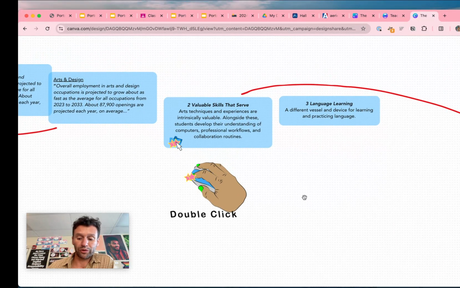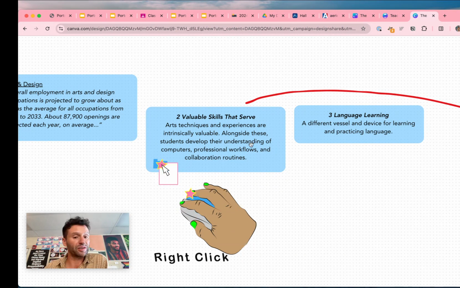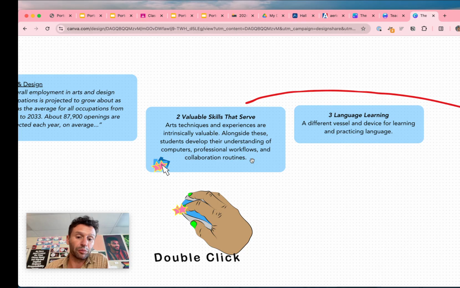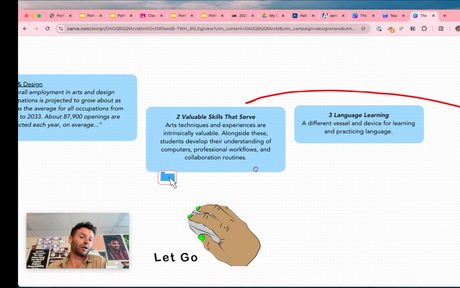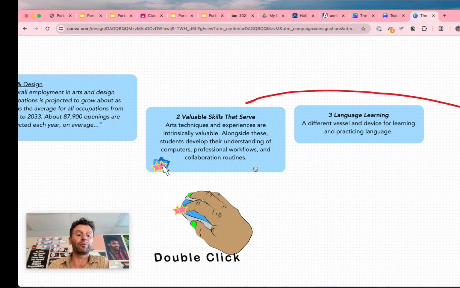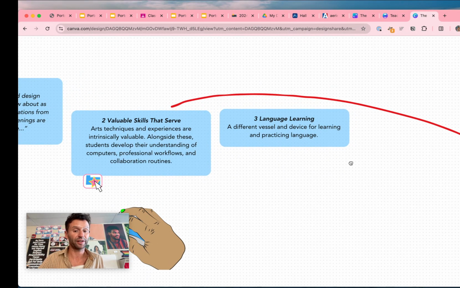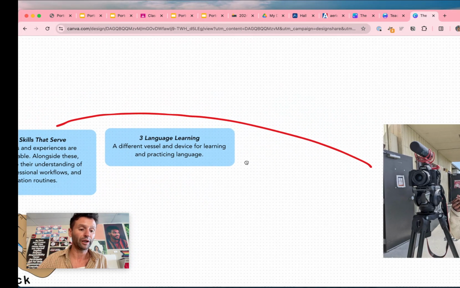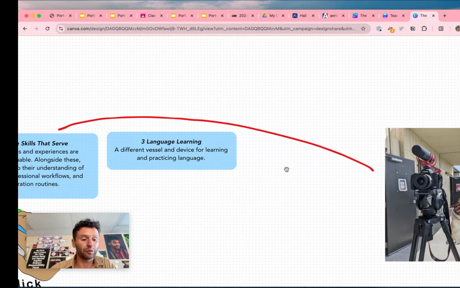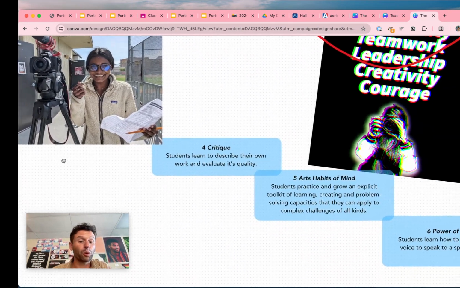Number two, in these classes, in these spaces, they learn valuable skills that serve them no matter what. Arts techniques and experiences are intrinsically valuable. Alongside the arts that they are learning, students develop understandings of computers, professional workflows, and collaboration routines that will serve them no matter what they do in the future. Number three, it gives a different context for language learning and language practice that is critically important for our students.